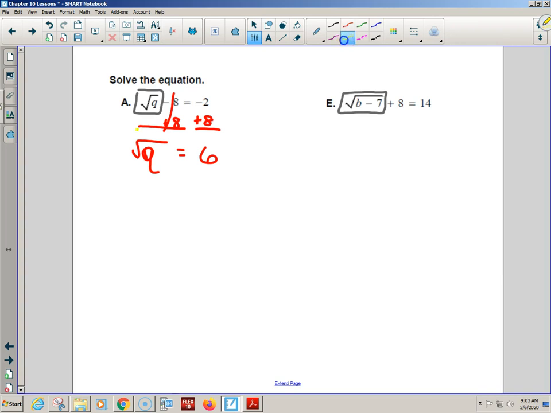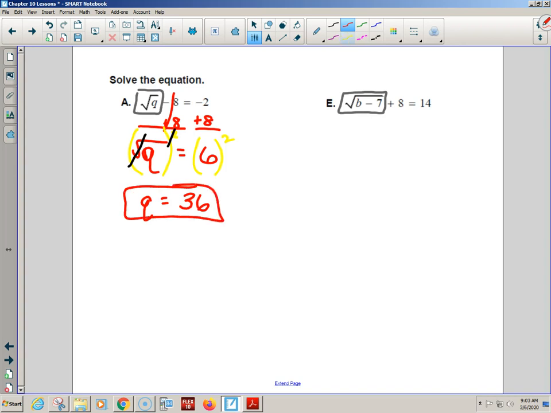Here we go. The reason why we got the square root alone was because what do we need to do to both sides? Square it. What does a square do to a square root? It undoes the radical, and I end up with just q. Q is equal to 36, not 12. You have to multiply. 6 times 6 is 36, and you're done.